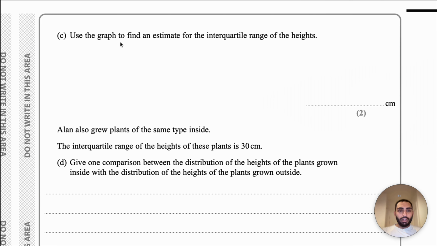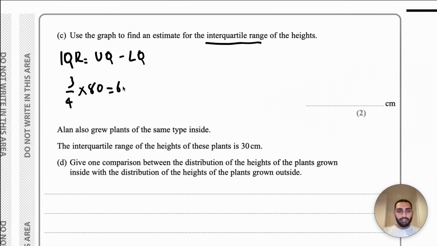Part C. Use a graph to find an estimate for the interquartile range of the heights. So how do we work out interquartile range? All we need to do is find the upper quartile minus the lower quartile. The upper quartile is the top 25% of the data, and the lower quartile is the bottom 25%. Well, this is the top 3/4 and the bottom 1/4. So let's find 3/4 of 80, because there's 80 plants altogether. 3/4 of 80 is going to be 60, and 1/4 of 80 is going to be 20.